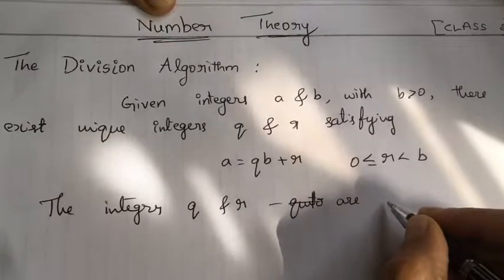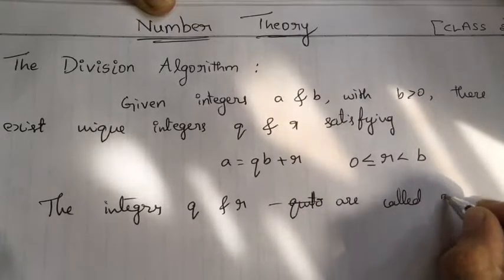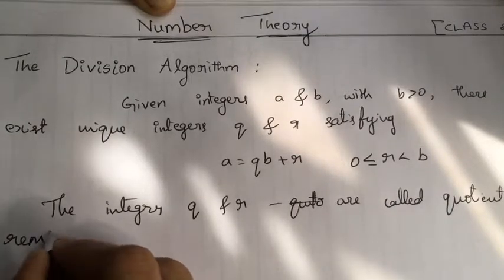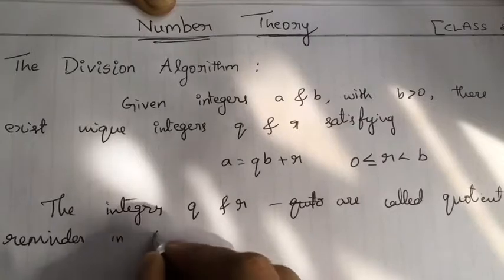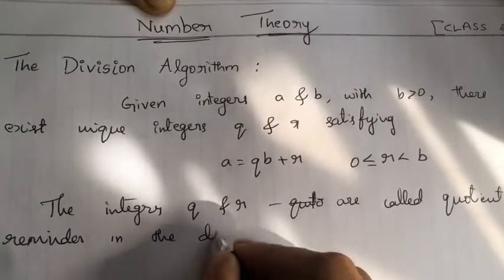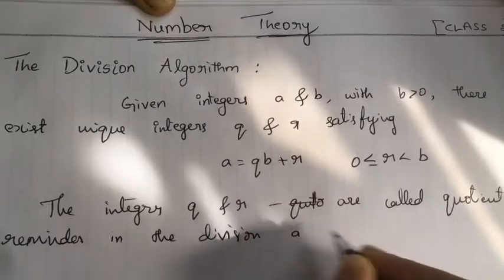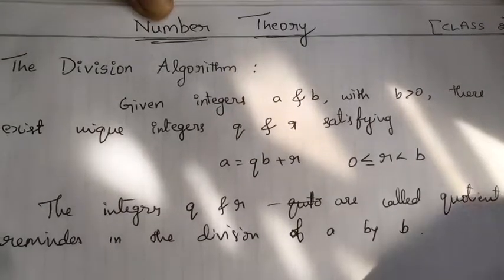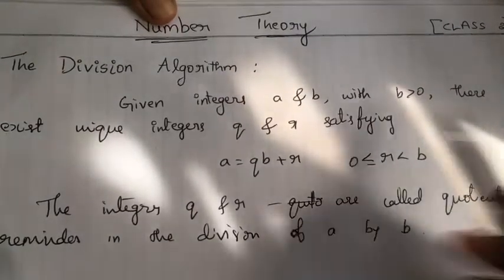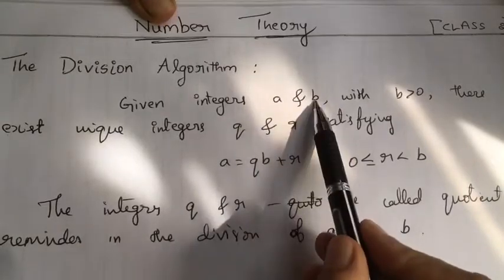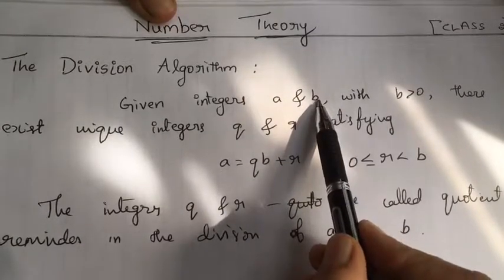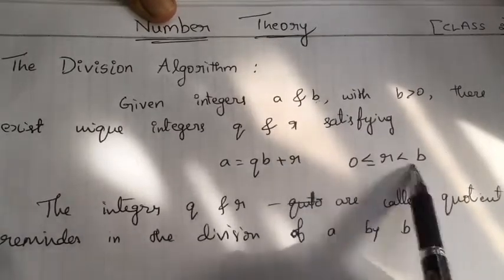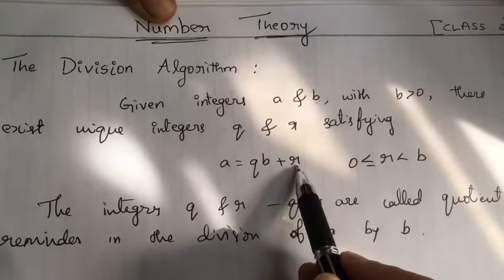called the quotient and remainder in the division of a by b. This is the theorem on the division algorithm. It says given integers a and b with b greater than 0, then there exist unique integers q and r satisfying this property, where q is the quotient and r is the remainder.